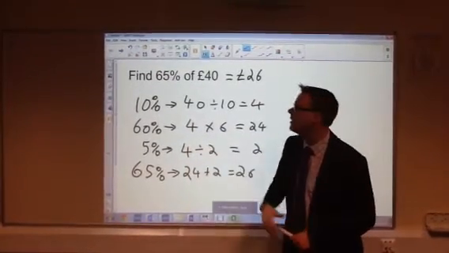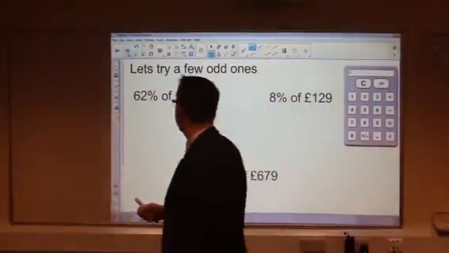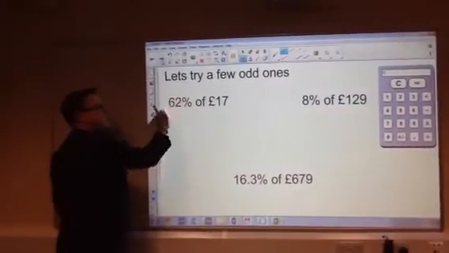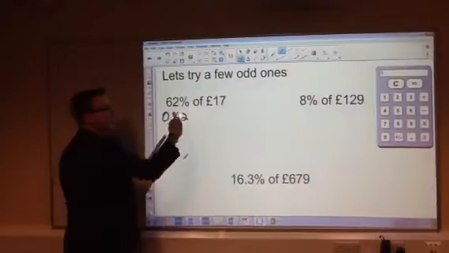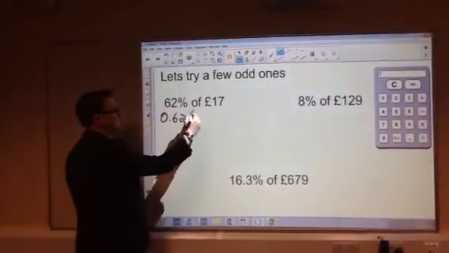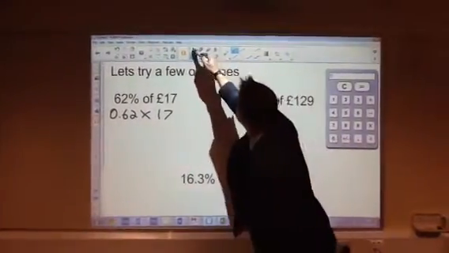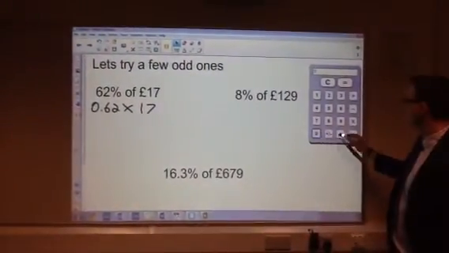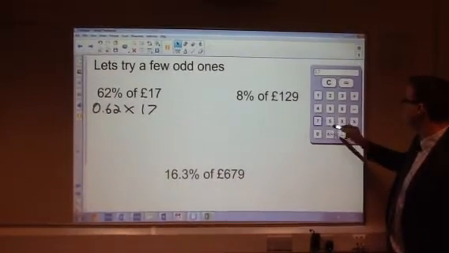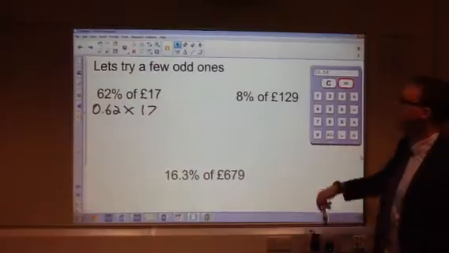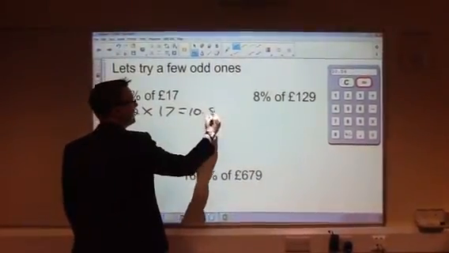With a calculator, it's a lot easier. With a calculator, very much easier. We change this into a decimal. So 62% divided by 100 is 0.62. The 'of' in maths always means times. So 0.62 times 17. 0.62 times 17 equals £10.54, and that's what we put down, £10.54.